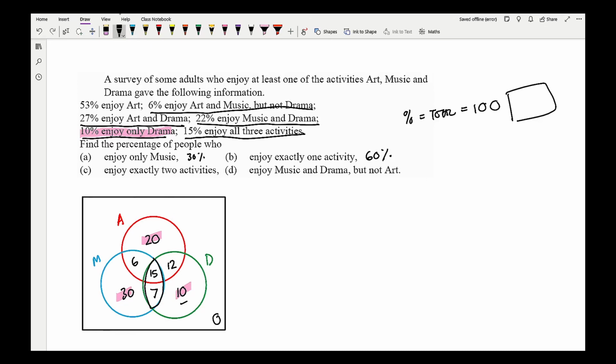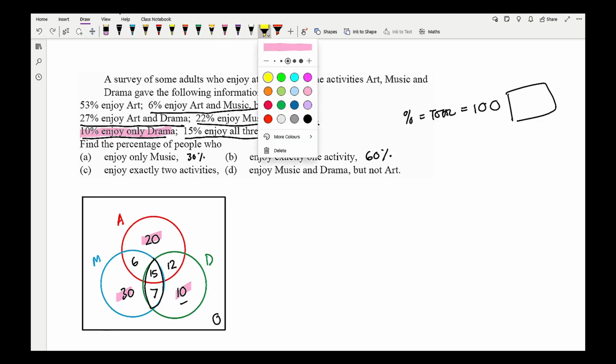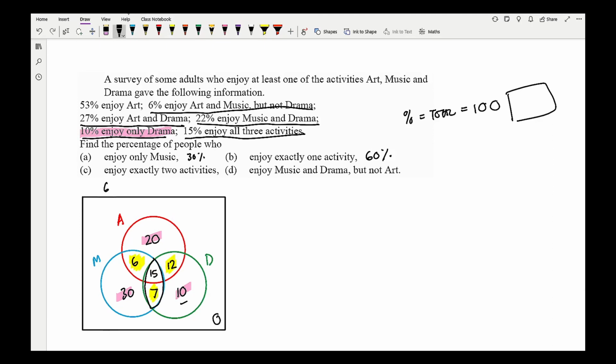And then, how many enjoy exactly two activities? Exactly two, if I get a different colour highlighter, let's go for yellow, is going to be this region here, this region here, and this region here. So it's going to be 6 plus 12 plus 7, which is 6 plus 12 is 18, plus 7 is going to give you 22. Just double check, no, it's going to add up to 25 rather. I thought that seemed odd the moment I wrote it down. And I'll put a percentage there.